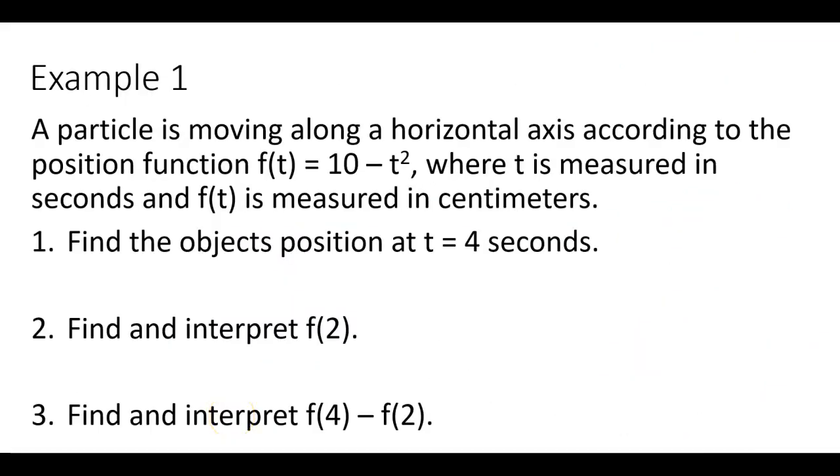Now we get to do an example finally. A particle is moving along a horizontal axis according to the position function, where t is measured in seconds and f is measured in centimeters. We like units. Find the object's position at t equals 4 seconds. Any idea what to do there? Plug in 4. That's right. So we're just going to plug in 4.